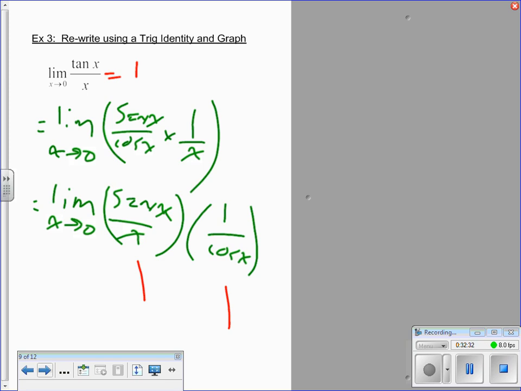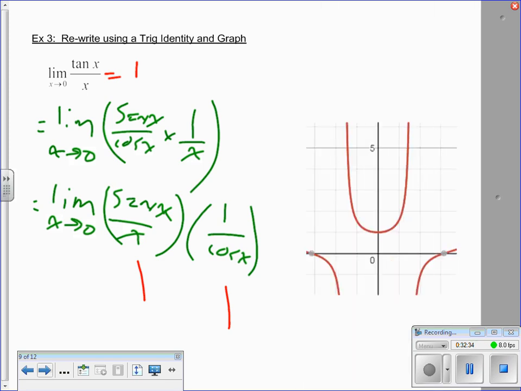Now, this is tangent of x over x. It shows it existing at x equals 0, but we know that this original function does not actually equal 0 there. That's one of the things I don't like about Desmos. If you've got a hole in the graph, I can zoom in as much as I want, and it will never show a hole in the graph.